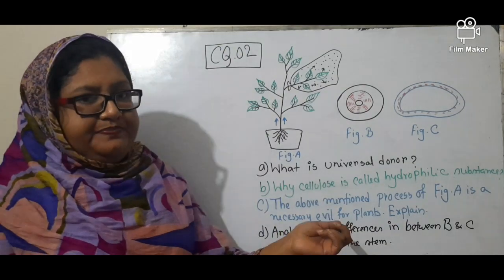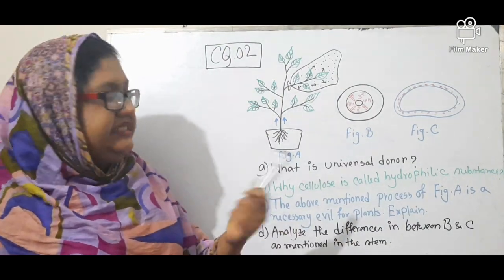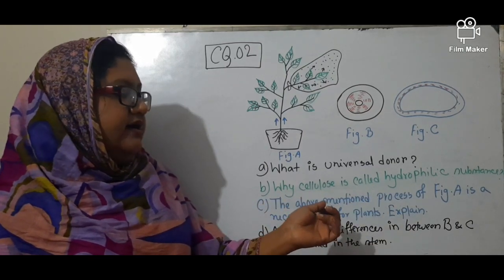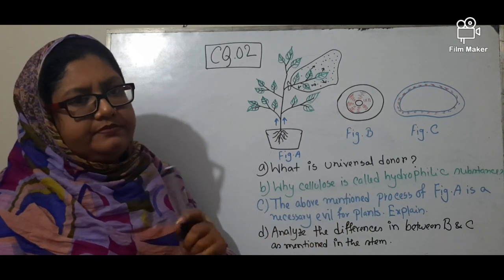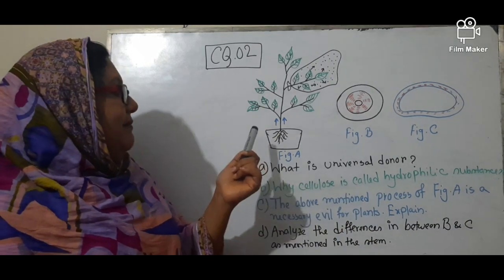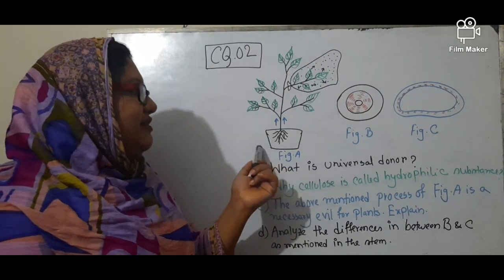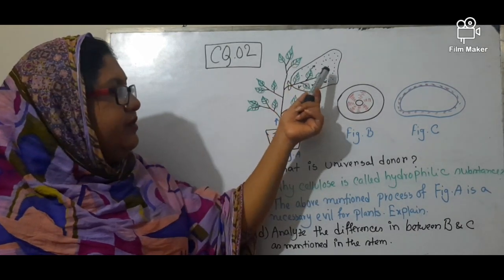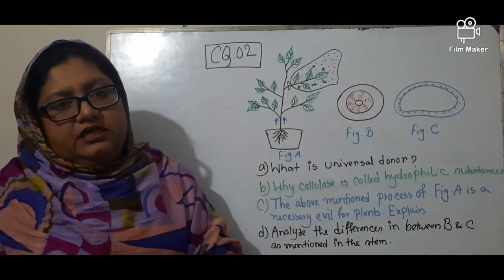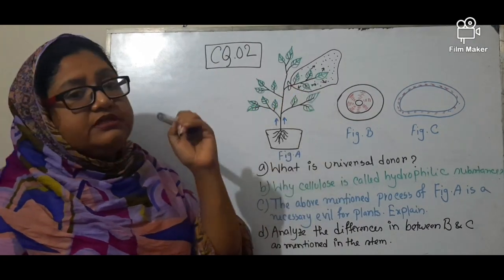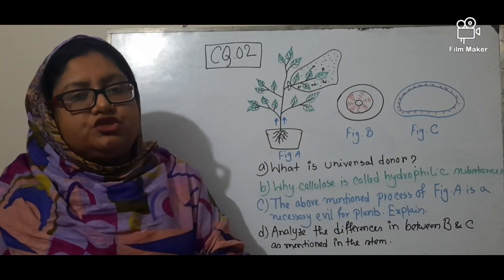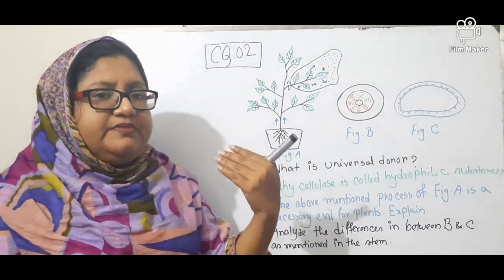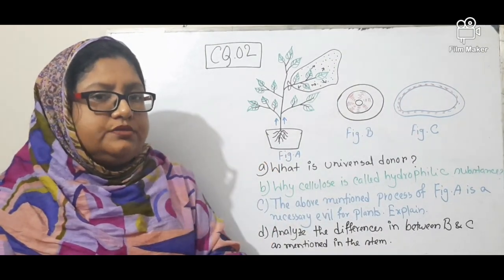In creative question C, which is the application-based question, you can see that the question asks: is the above mentioned process of figure A a necessary evil for plants? Explain. So what will be the answer? My dear students, you can see in figure A, there is a plant. A branch of that plant is covered by a polybag. Inside the polybag, you can see there are some dots which indicate water droplets. So, what is this process called?